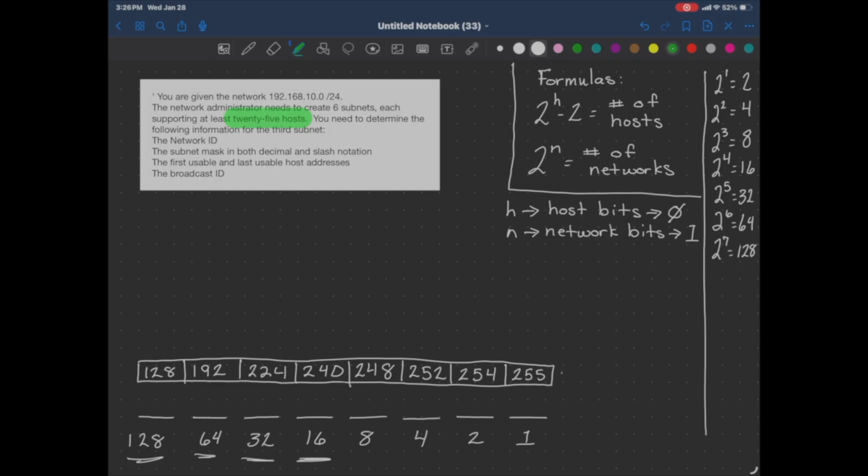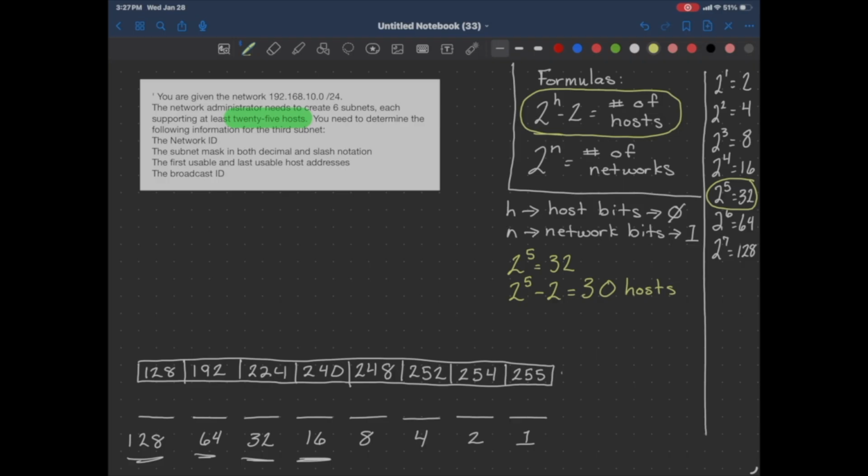First, I'm going to handle the host requirement. So we need at least 25 hosts per network. I'm looking over here in my right-hand column for where my formula is going to work for that. If I look, 2 to the power of 5 is 32. So 32 minus 2 is 30 usable hosts. If I go down to 2 to the power of 4, I won't have at least 25. So that's not going to work.